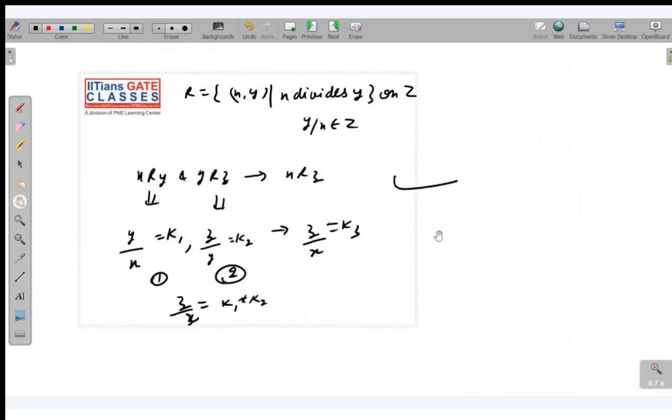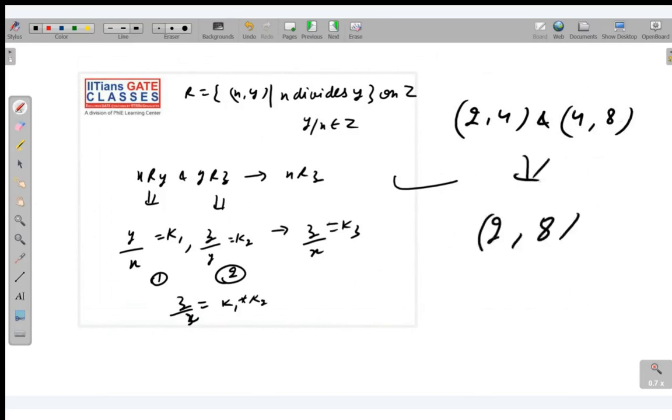Okay, if you want to take any example, then you can take (x, y) where x divides y. So for example, (2, 4), why? Because 2 divides 4, and (4, 8), why? Because 4 divides 8. So from that obviously you will say 2 divides 8. That is the intuition behind it.